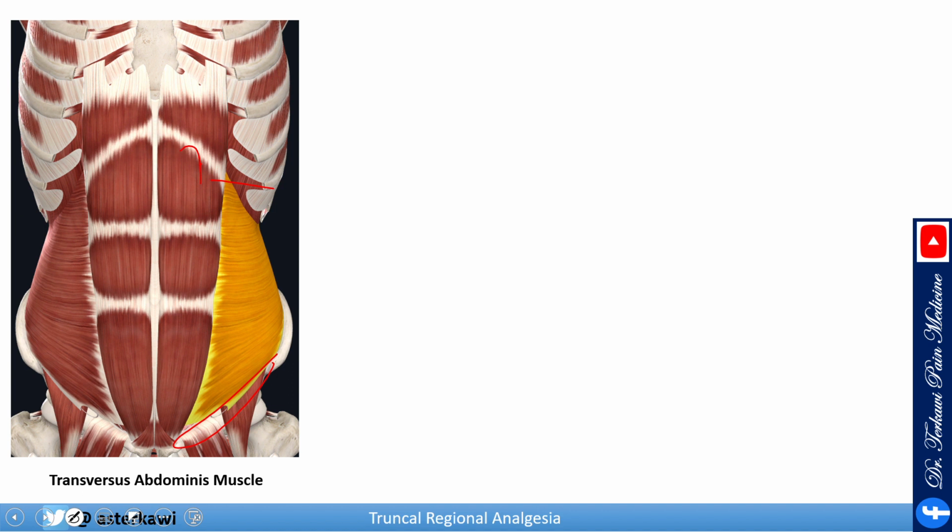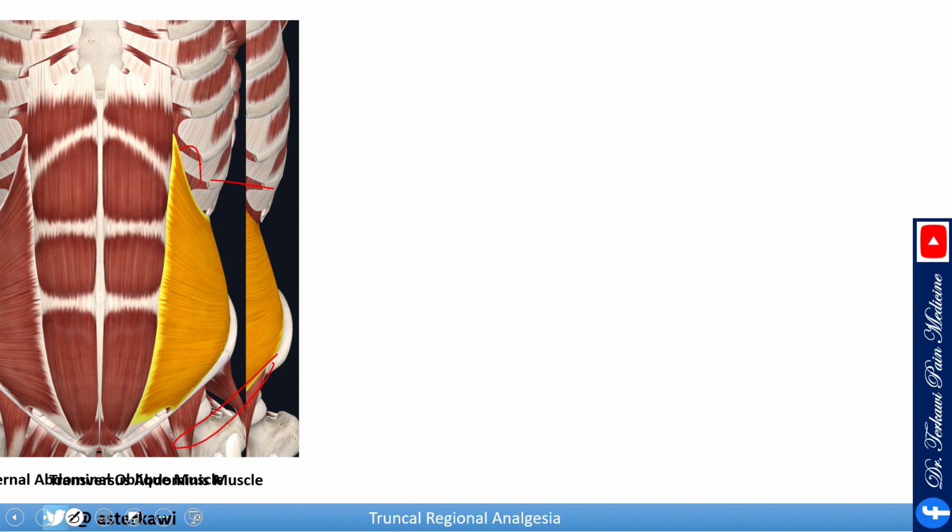The transversus abdominis muscle is innervated by intercostal nerves T7 to T11, as well as some subcostal nerve from T12, and also by the iliohypogastric and ilioinguinal nerve. The function of the transversus abdominis is to rotate the trunk to the same side. And when both muscles on both sides contract, they help to compress the abdomen during bowel movement, for example.